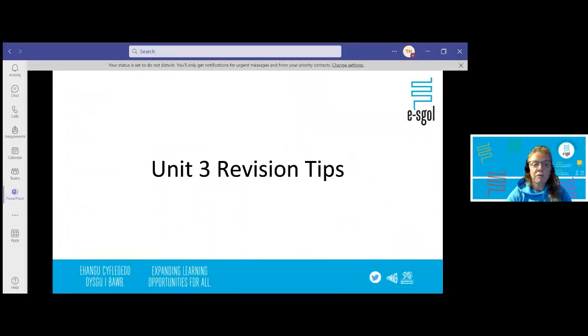And then we're on to Unit 3. So this is where we need to swap over now. So if you could bear with us for a moment, we're just going to swap presenters. Ms. Davis, can you swap for us? Yeah.